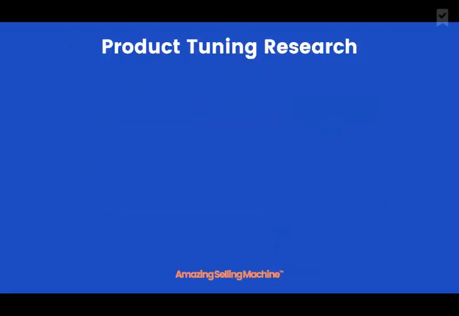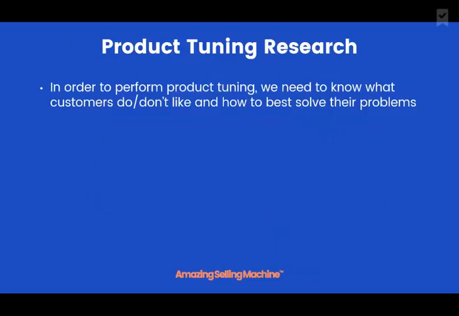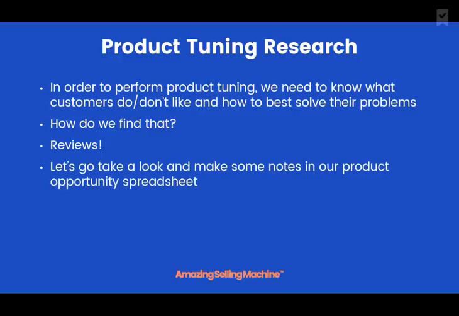In order to perform product tuning, we actually have to know what customers do and don't like and how to best solve their problems. So how do we do that? It's actually very simple. Amazon gives us that in the form of product reviews. I'll show you exactly what I mean. Let's hop on over and start checking out some of the product reviews for the products in our hot opportunity list.